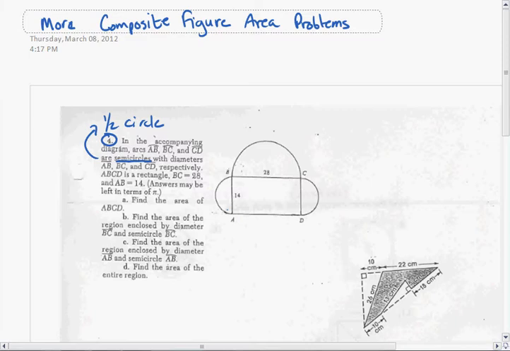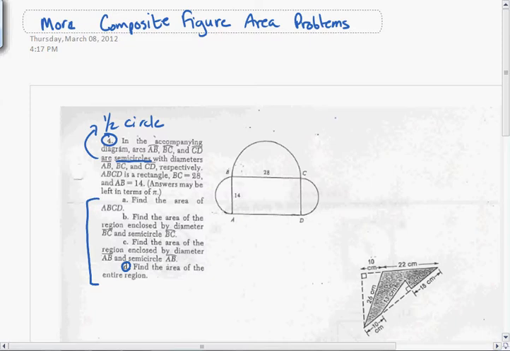ABCD is a rectangle, BC is 28, AB is 14. Answers may be left in terms of pi, which means that you have a choice here of whether or not to approximate your answer or to leave it exact. My suggestion would be to leave things exact as much as possible. And we'll just go through each one of these parts. Now they've already scaffolded this for you, so a problem might just say find the area of this entire composite figure, and you would go through the steps A, B, and C, and then finally have to do D, but in this case they've sort of spelled it out for you. Do this step, and then this step.